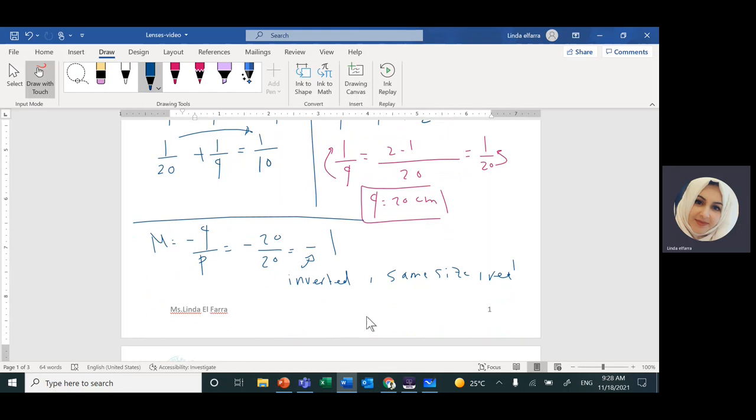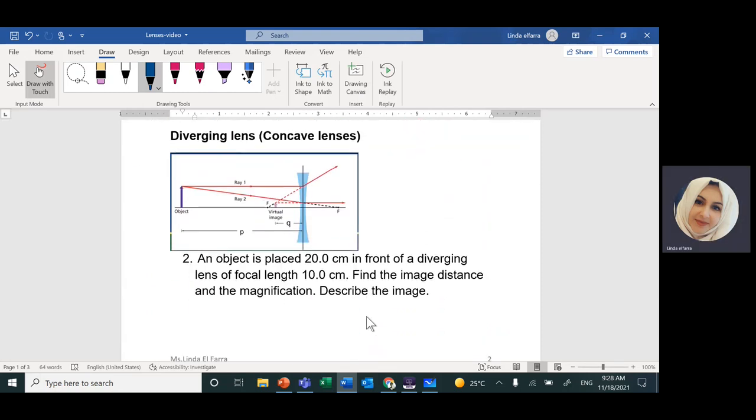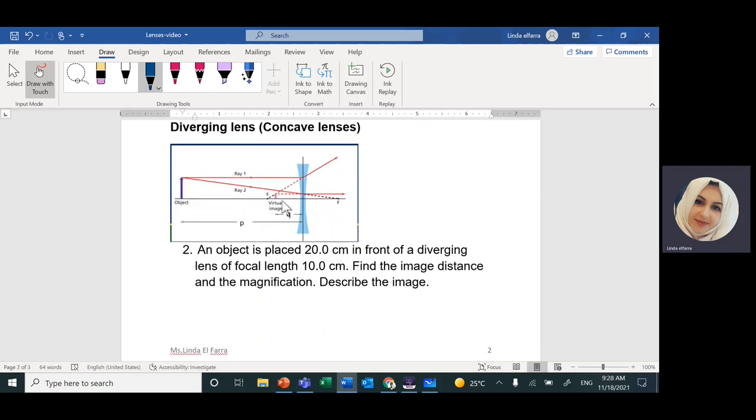Question 2 is about the diverging lens, and we said for the diverging lens, I have only one case where the image is always produced smaller. The image and the object are both on the same side, in front of the lens, which means F is always negative for a concave or diverging lens. Q also should be negative, and the image produced is always upright and always virtual.